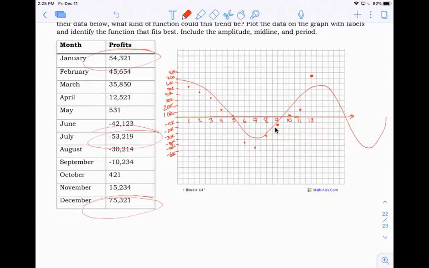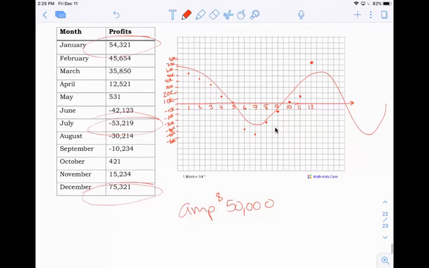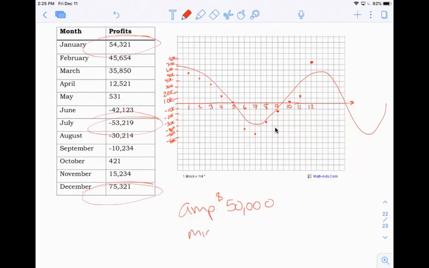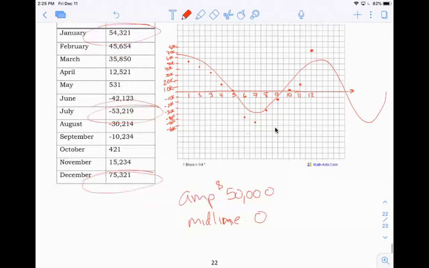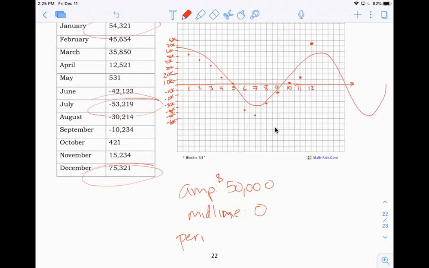You could say a sine with a shift. You'd be right. Okay, that's really up to you. More importantly, what's the amplitude here? I would say the amplitude for these guys would be about 50,000. It's going 50,000 in both directions. What's the midline? 0, unfortunately. That is their midline. You would hope that they would make money at all times, but no, their midline is 0. And what is their period? The period would be probably every 12 months.